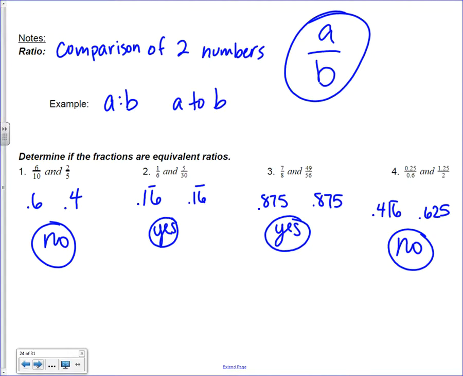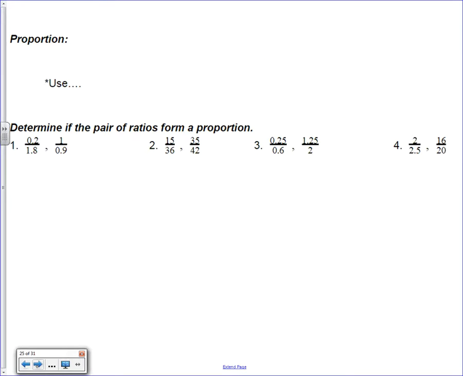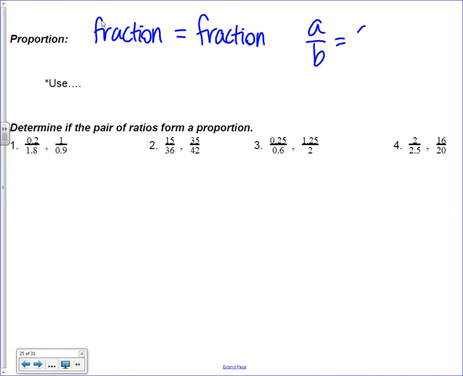These are ratios. I didn't tell you whether or not they were equal. You had to find that out, correct? There's another way that we can do that besides just dividing. It's called a proportion. A proportion is a fraction equal to a fraction. And it looks something like this. And I know that you have seen these before. What do I do with them? You are going to use cross multiplying.